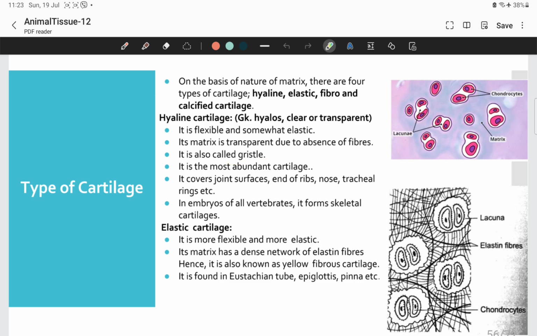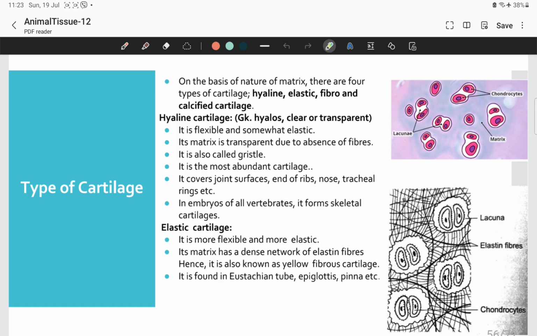Among the four types of cartilage, this kind of cartilage is the most abundant. So it can be asked in exams, especially in MCQs. So please remember, hyaline cartilage is the most abundant cartilage, and it covers joint surfaces, and is found in the ribs, nose, tracheal rings, etc. In the embryo of all vertebrates, it forms the skeletal cartilage.